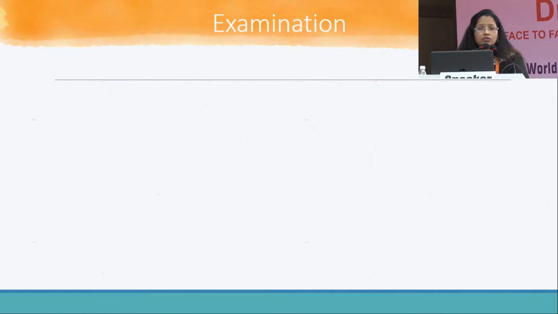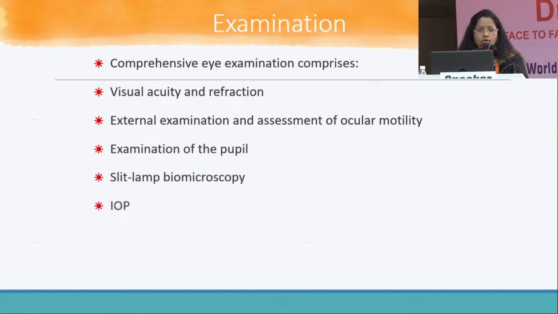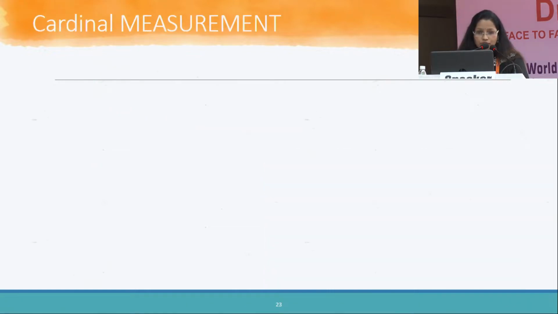So, now coming to another few important points which we have to look in patients with secondary glaucoma. Now, whenever we are doing this comprehensive eye examination, certain things like visual acuity and refraction we all do. Now, let's go one by one to them. In visual acuity, it is very, very important to examine projection of rays, because we know that in patients of glaucoma, despite having good visual acuity, patient might be having defective projection of rays.